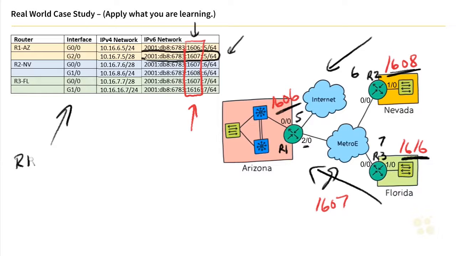So let's make the plan for R1, and then the plan for R2, and the plan for R3. And then once we confirm the details for that plan, we'll go ahead and implement it in this case study.